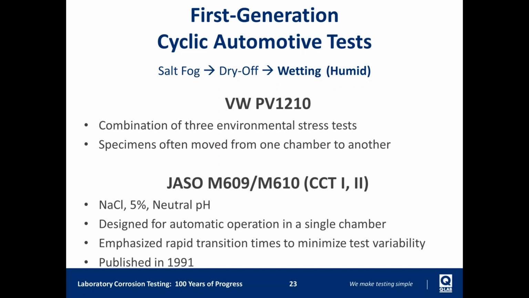And then the other one that was used was JASO, which is the Japanese Automotive Standards Organization. Their M609 and 610, which are called the CCT tests, use the 5% salt solution, but in order to minimize variability of that dry off period of time, they required a very fast transition, so that the idea is that any chambers that can meet it would all be approximately the same speed, and the corrosion rates would be closer. And again, to give you a timeline, these test methods were published late 80s, early 90s. So this is just 28 years ago.